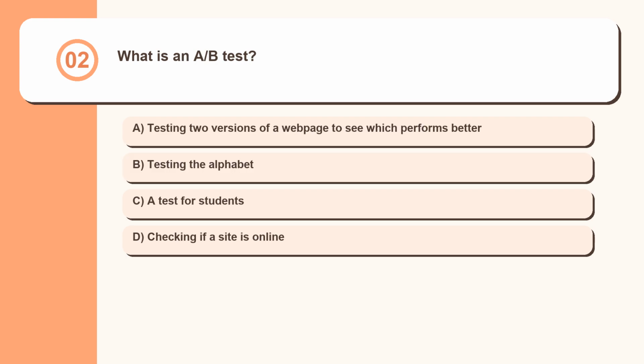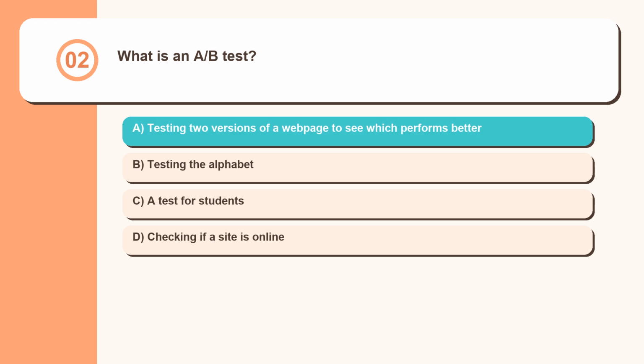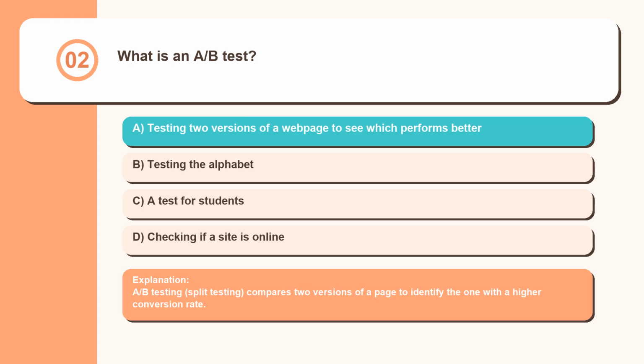Question 2. What is an A/B test? Testing two versions of a web page to see which performs better. Testing the alphabet. A test for students. Checking if a site is online. A/B testing, split testing, compares two versions of a page to identify the one with a higher conversion rate.